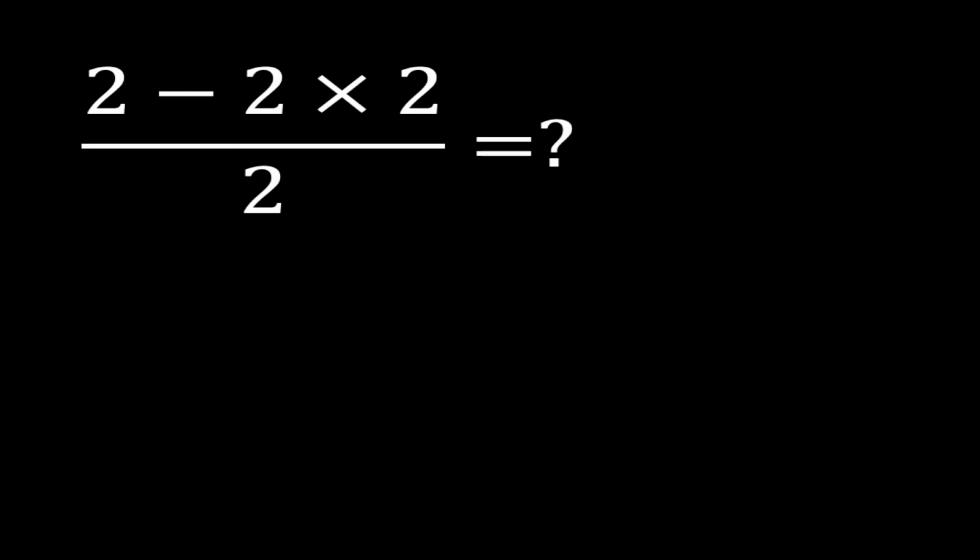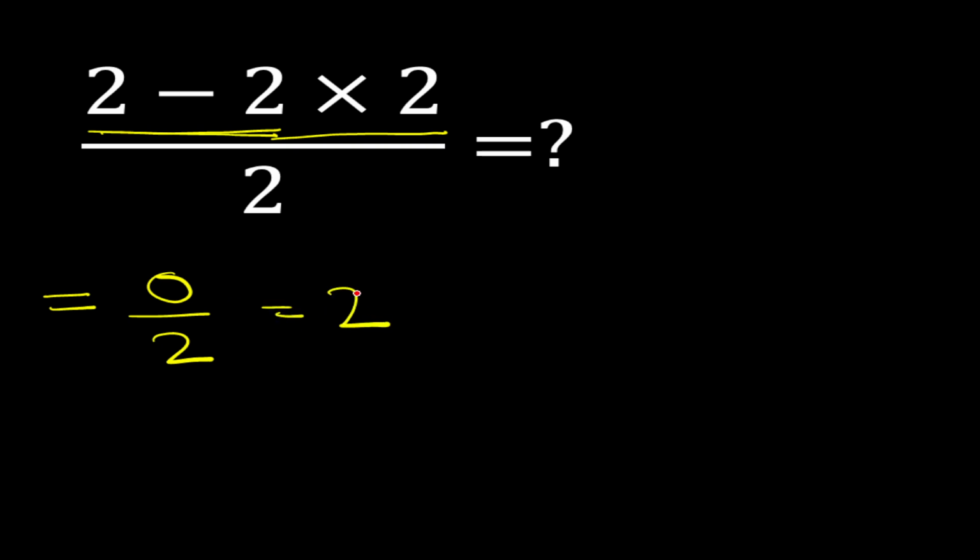So most people solve this question like 2 times 2 minus 2 is equal to 0, and 0 times 2 is equal to 0, right? So 0 divided by 2. Now 0 divided by 2 is equal to 2. But this answer is not correct. So now let's solve this problem correctly by using the PEMDAS rule.